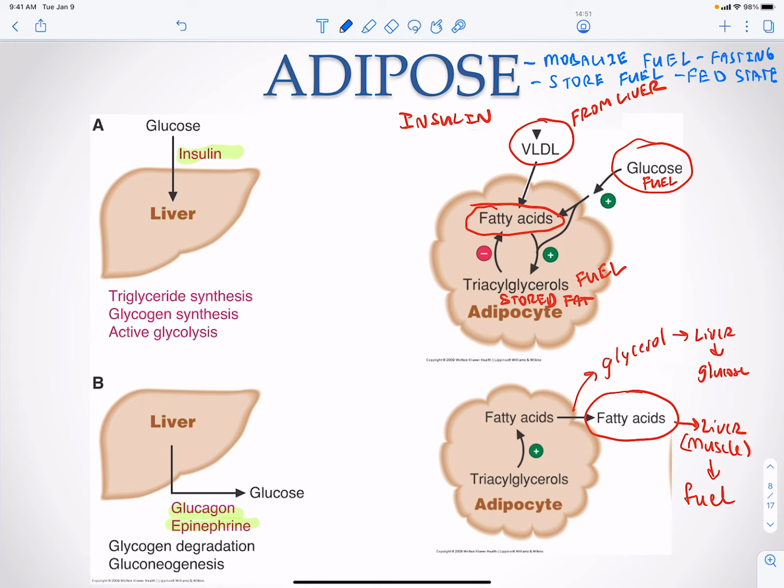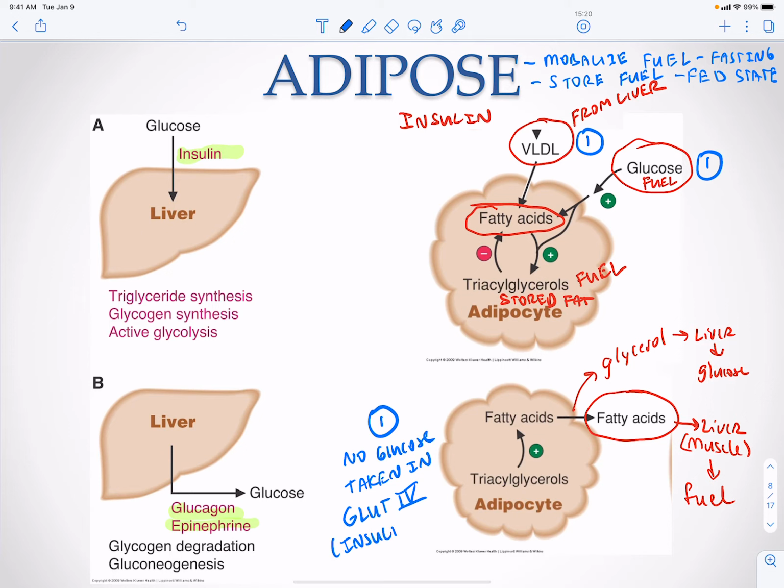All right, so some differences here is that one, your glucose is going to be taken up. Your very low density lipoproteins are going to be taken up. And one over here is no glucose taken in. Now remember, adipose tissue has the GLUT4 receptors. So this is insulin sensitive. So without insulin, your adipose tissue cannot take in glucose.